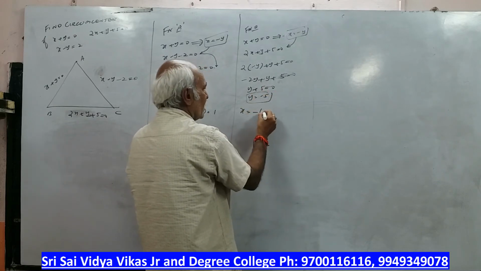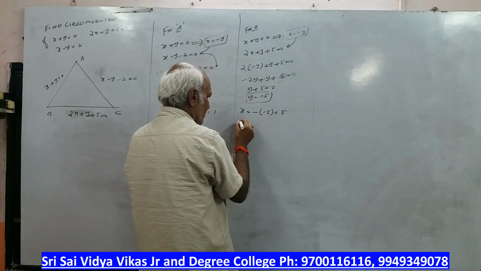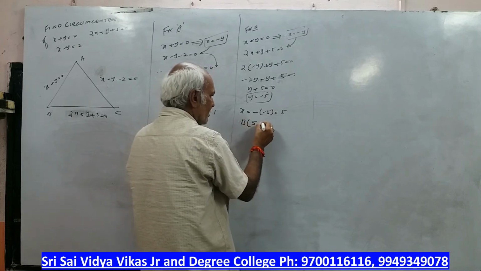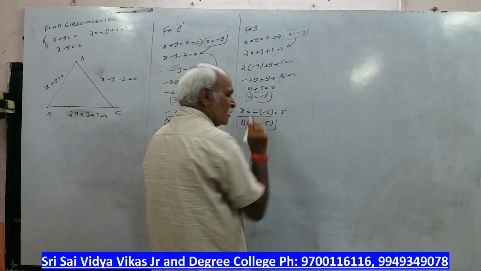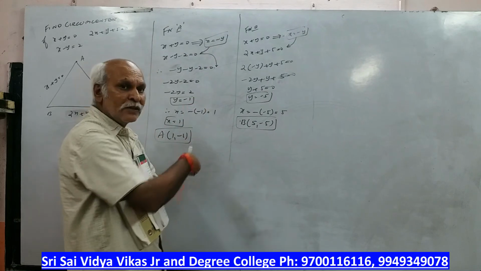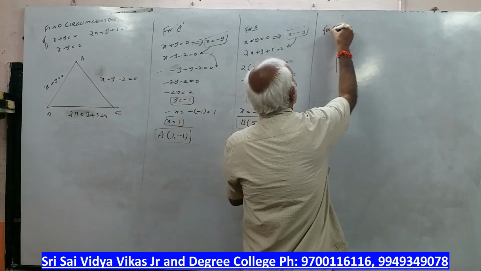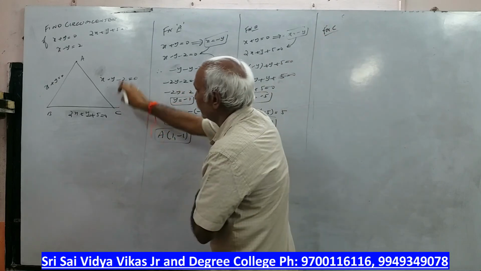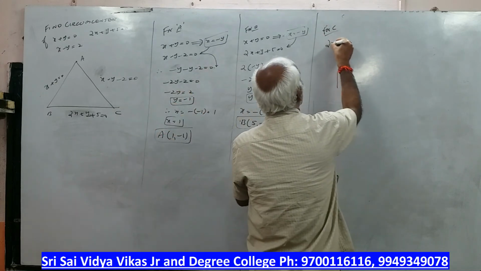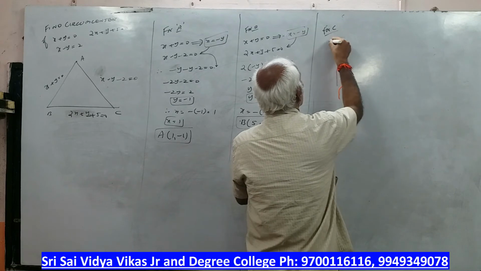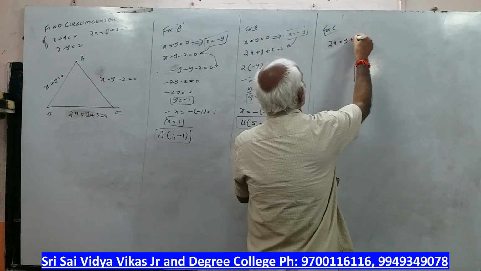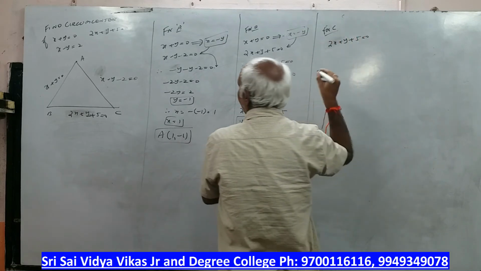Therefore x is equal to minus of minus 5 plus 5. Therefore what is the point? 5 comma minus 5. So we got directly. Now there is no need of cross multiply. Now for c, observe here. For c, what is the c equation? You have to consider these two. Two x plus y plus 5 is equal to 0.